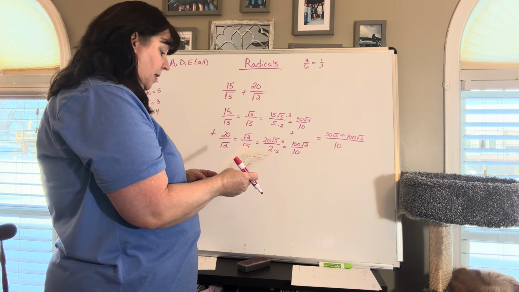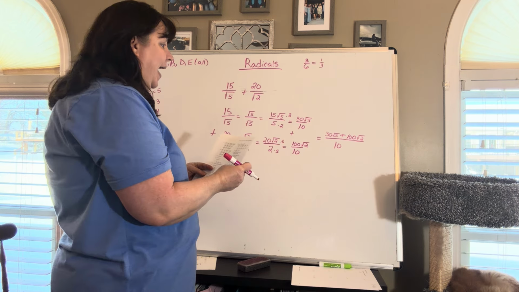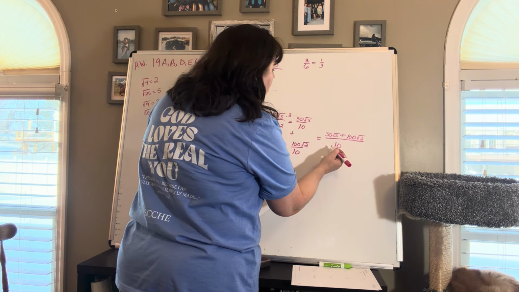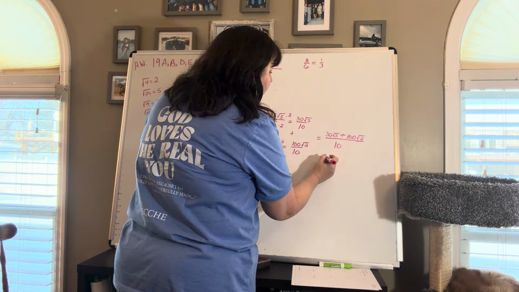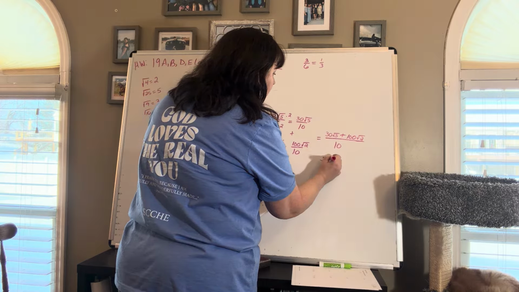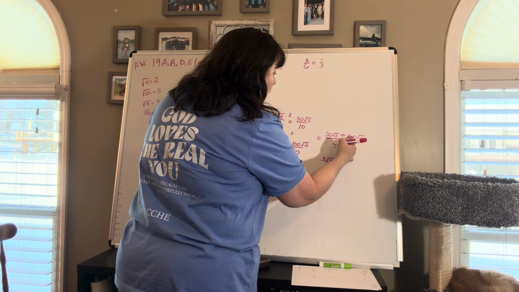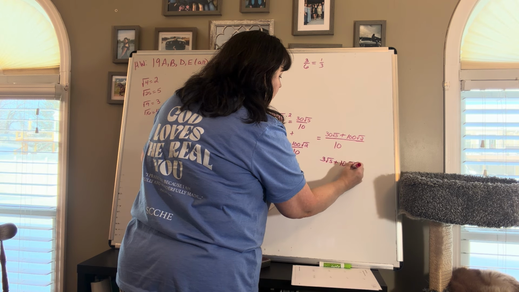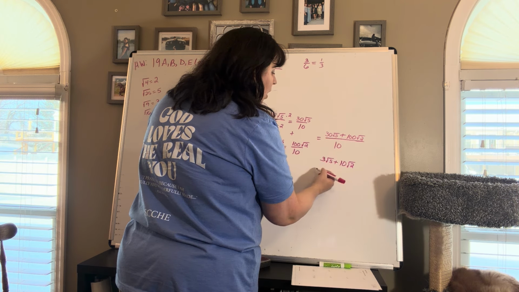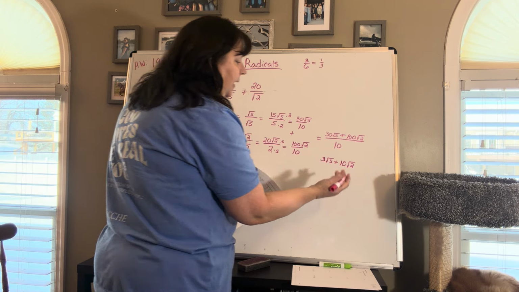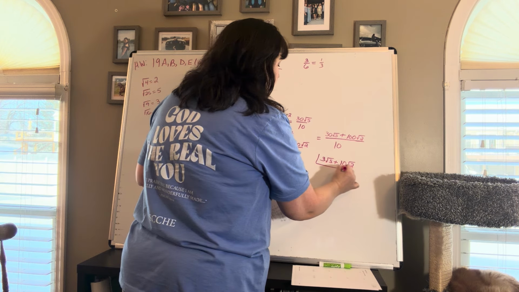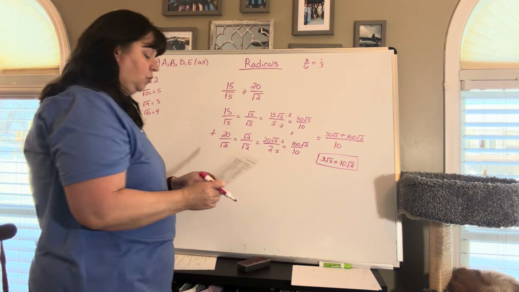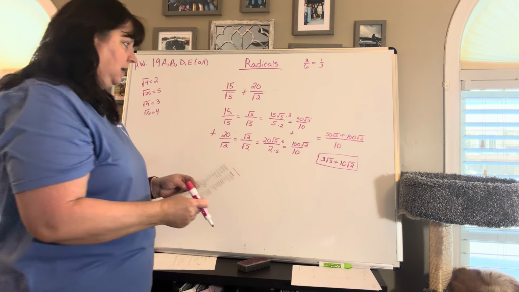Sorry, I lost my problem that I'm on here. So now that's what I'm going to do. 30 divided by 10 is 3. 100 divided by 10 is 10. And 10 divided by 10 is 1. I could put this all over 1, but I don't need to. So fully reduced, my answer is 3 radical 5 plus 10 radical 2.